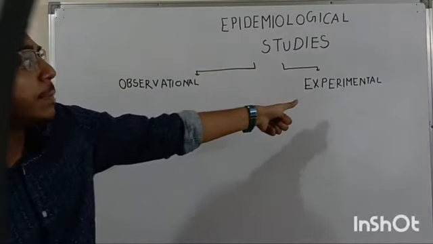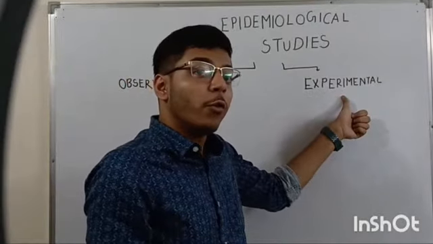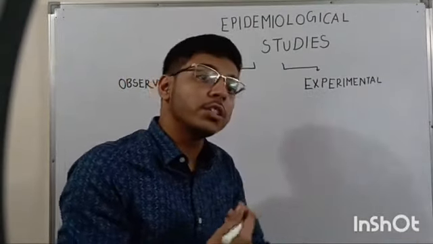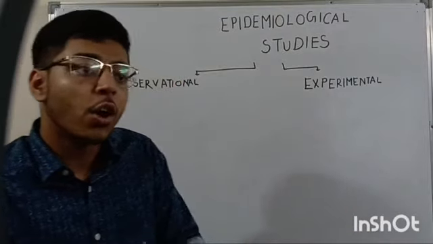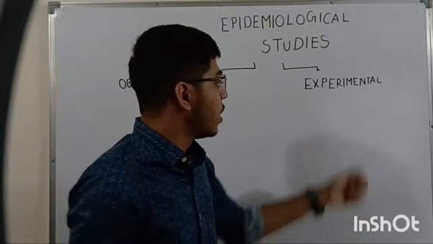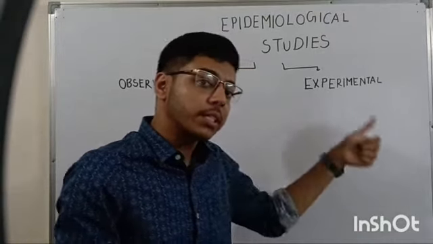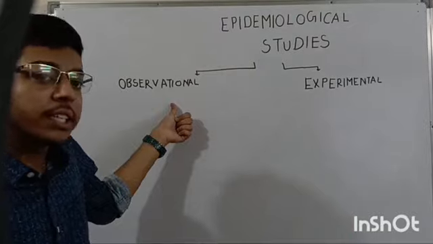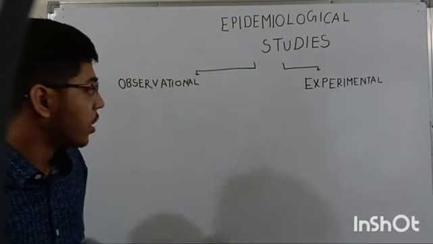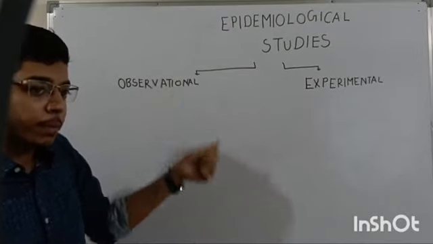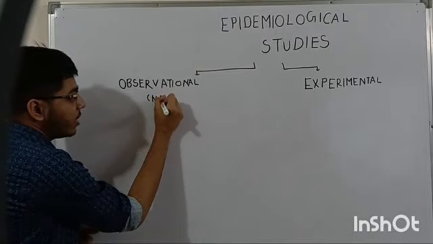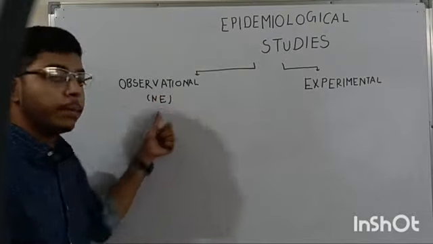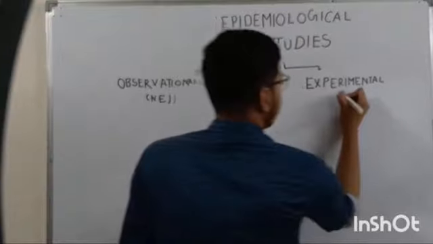In experimental type of studies, we generally provide some intervention to alter or to bring out some change in a disease or in some treatment outcomes. So it is kind of an intervention based study. And in observational studies, there are no interventions. So we can also call this a non-experimental study. I will be simply writing NE for non-experimental and E for experimental.